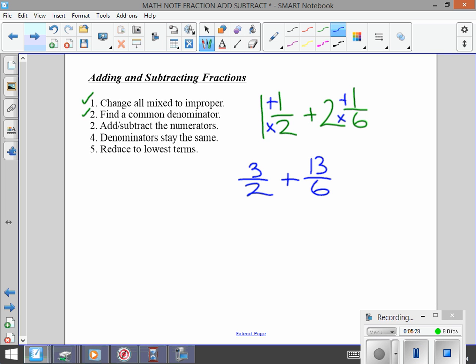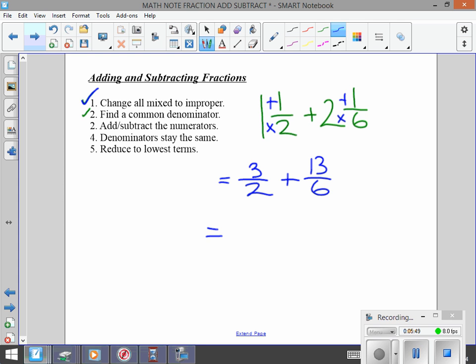So there's our first thing done. We've changed all of our mixed to impropers. Now we have to find a common denominator. Now, remember, if you can use one of the two denominators, you're working out well. If the smaller number will go into the bigger number, you only have to change one of them. And by chance, 2 will go into 6.